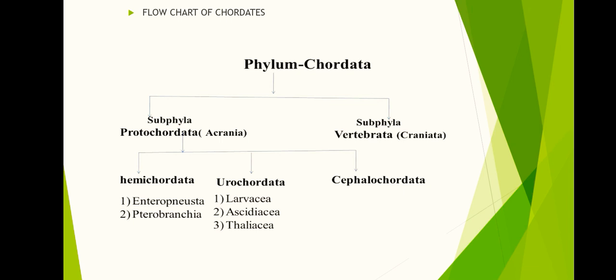The Hemichordata was already studied in the first semester as a connecting link between the invertebrates and the vertebrates. The example for Hemichordata is Balanoglossus, and then the Urochordata and the Cephalochordata. The subphylum Vertebrata is further classified into five classes: Pisces or fishes, Amphibia, Reptilia, Aves, and Mammalia.